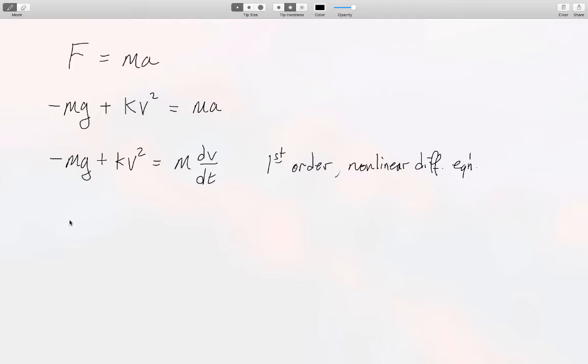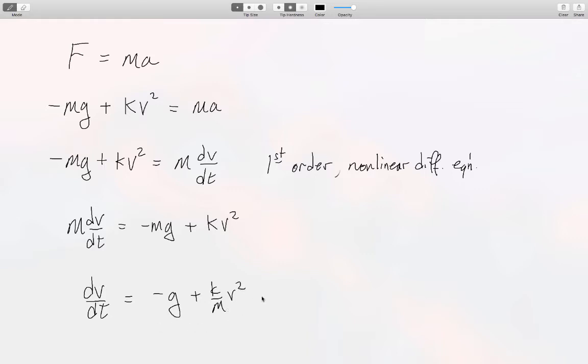So let's rewrite it this way. And then a very common thing to do in studying differential equations is to isolate the derivative. So let's say dv/dt, particularly if it's a first order. So I'll divide everything by m: negative g plus k over m v squared.